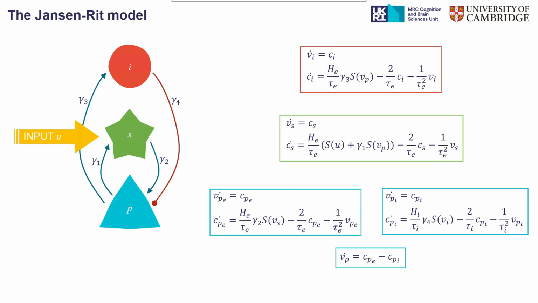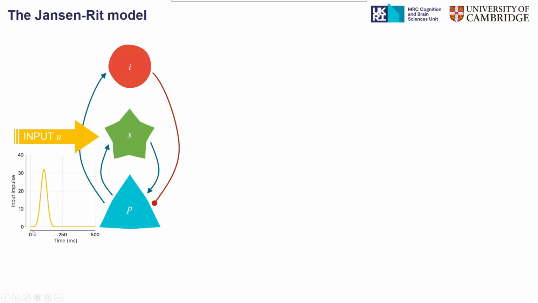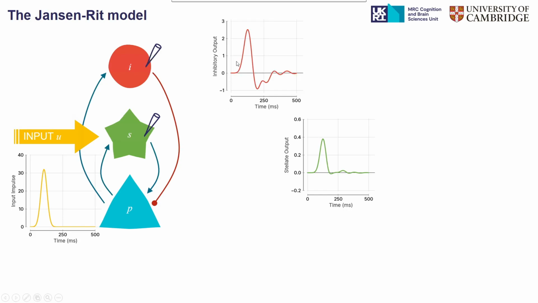This is the Jansen-Rit model. It was published in 1995, and these equations describe how a system of these three interconnected populations respond to an external input. So if we have a Gaussian impulse as an input, we can look at the output of the spiny stellate cells produced by the governing equations, which looks like this. For example, the inhibitory one could look like that, and the pyramidal output could very well look like this. This is the output of the whole system.